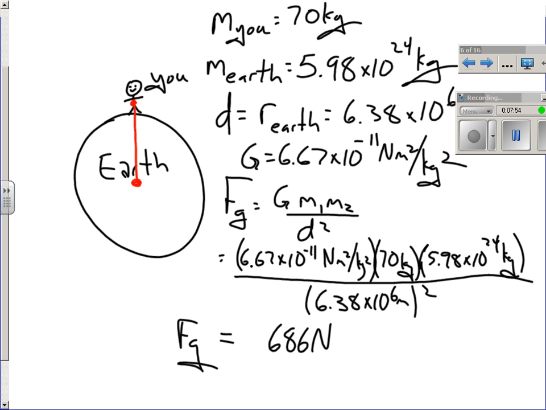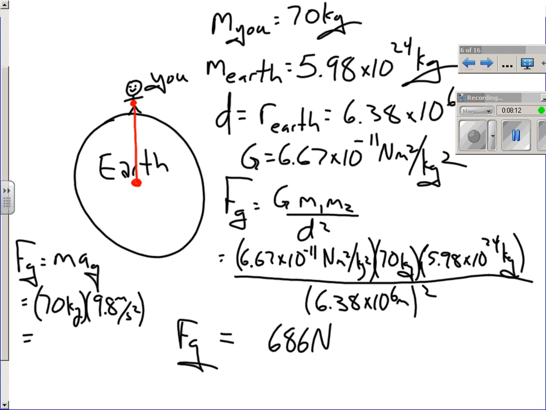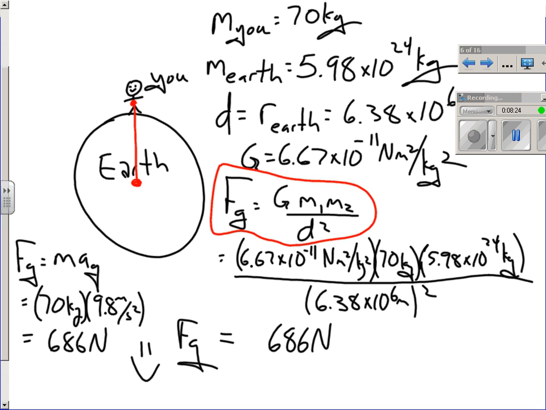Now notice, there's another way we could have done this. You may remember from the first trimester that your force of gravity is equal to mass times the acceleration of gravity if you're on Earth. The mass is 70 kilograms. Technically, the acceleration of gravity on Earth is really 9.8. We always use 10 just to keep it simple, and if you multiply this out, you get 686 newtons. So we're happy. The question is, why would we ever use this equation to find our force of gravity if this one does it much more easily?